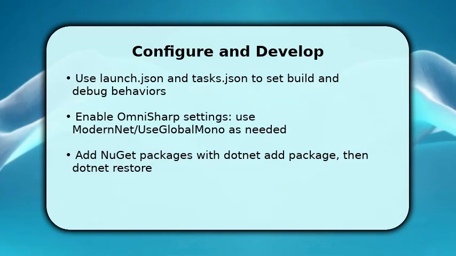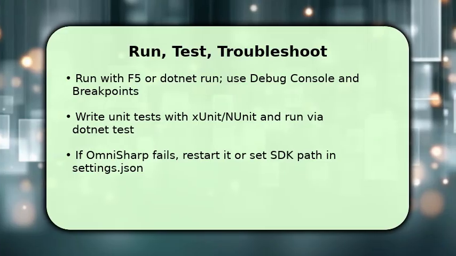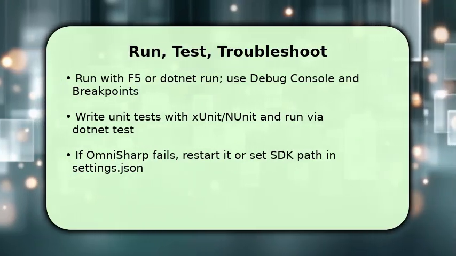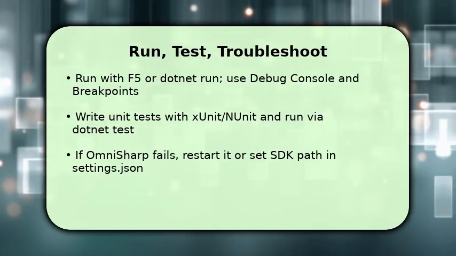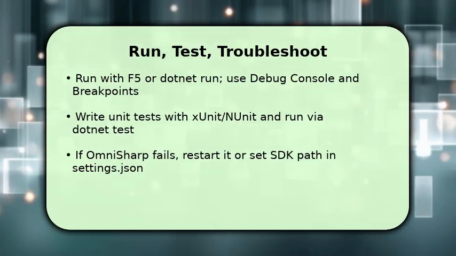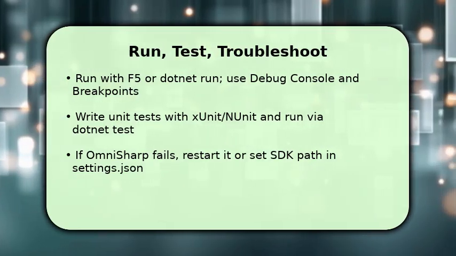Finally, run and validate. Press F5 or run dotnet run in the terminal to execute. Use breakpoints and the debug console to inspect variables and step through code. This is how you verify behavior. Add unit tests with xUnit or NUnit and run dotnet test for CI-style checks.